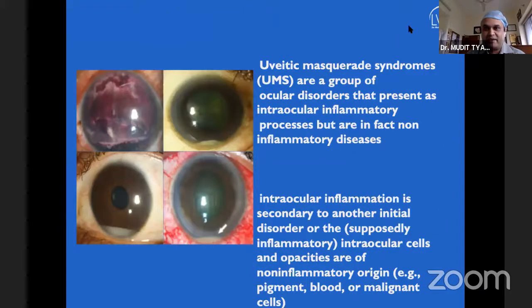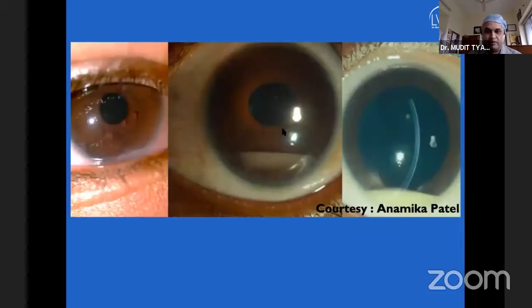So uveitic masquerade syndromes basically are a group of disorders that present as ocular inflammation, but are in fact non-inflammatory diseases. Or they may be the case where the inflammation is secondary to another initial disorder, where the intraocular cells and opacities are basically of non-inflammatory origin. Now, these can be either pigments, blood, or malignant cells in some of the cases. So let me show you a few cases.